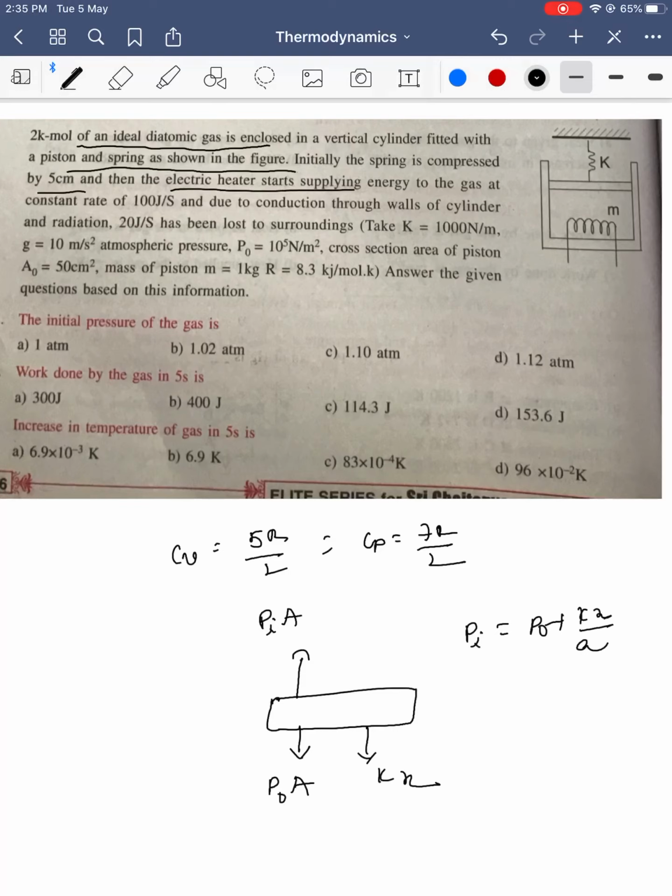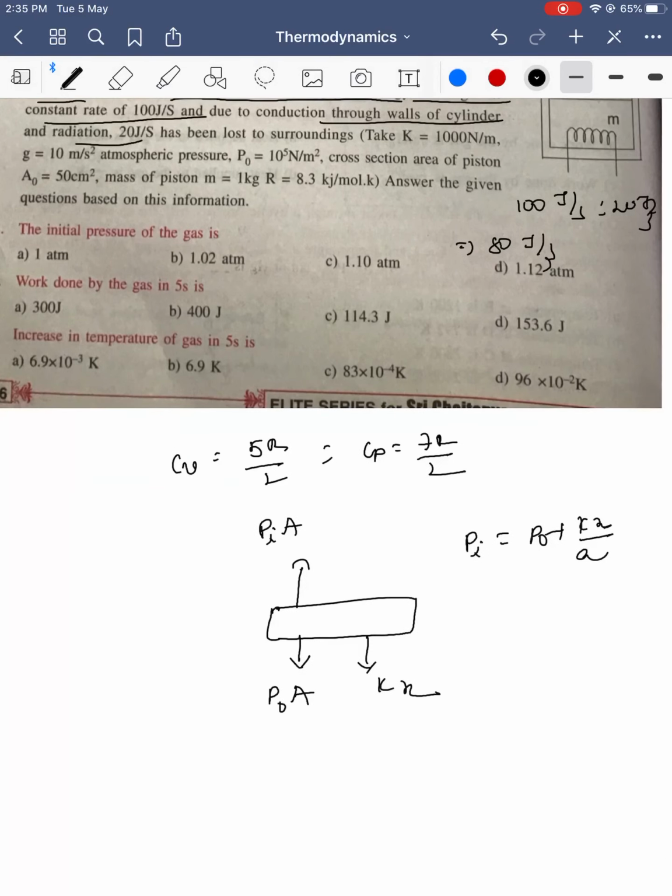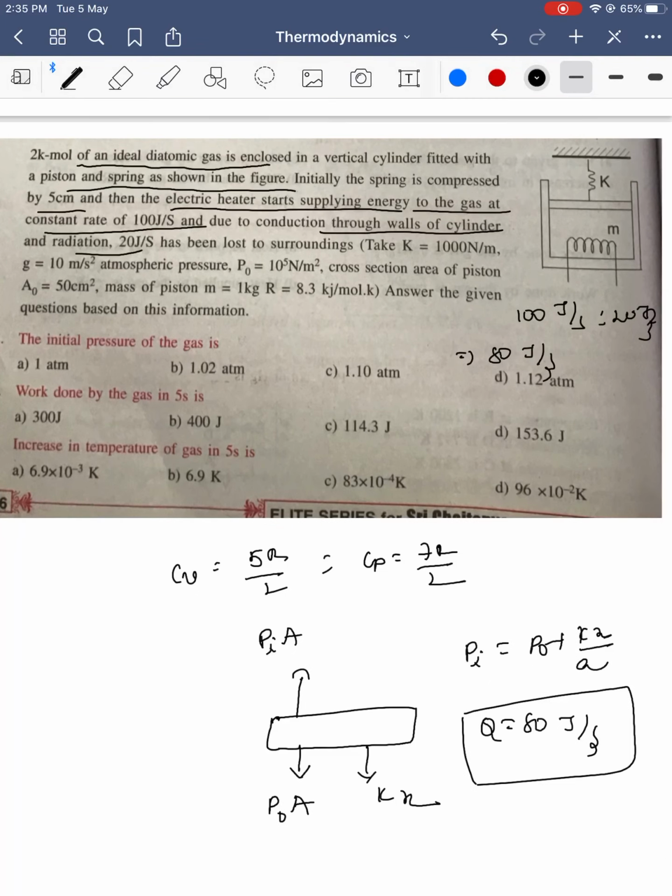An electrical heater starts applying energy to the gas at a constant rate. How much energy is it giving? 100 joules per second, but in that, through conduction through the walls and radiation, how much is it losing? 20 joules per second is lost. How much is the remaining part? 80 joules per second it is utilizing. So heat is added to the system, Q is equal to 80 joules per second. Q added. Okay, heat lost, that's done.